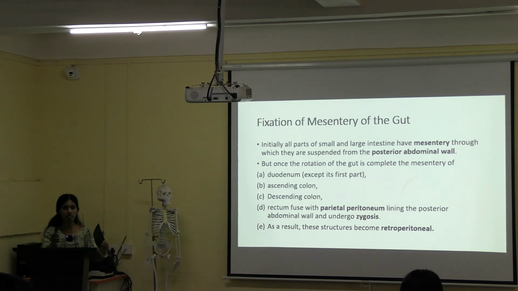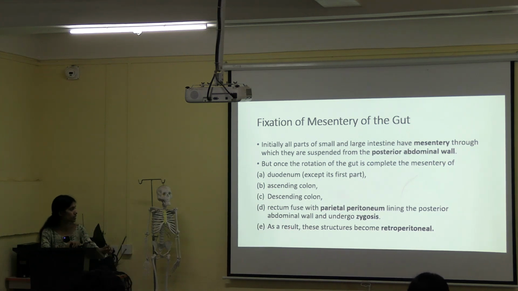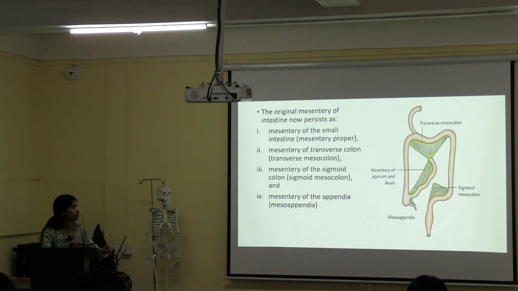In the yesterday class itself, I have mentioned the zygosis. It is nothing but the fusion of your parietal peritoneum and mesentery, and later it will disappear. Okay. As a result, these structures will become retroperitoneal in nature.